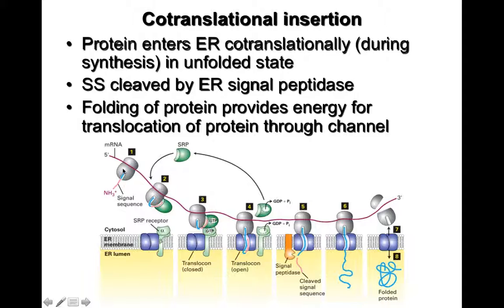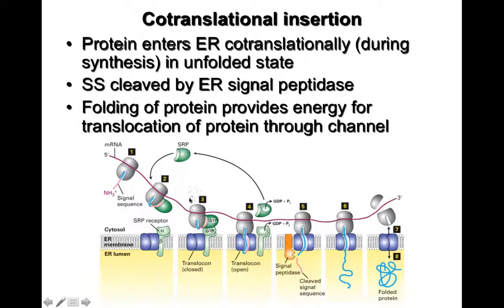The ribosome starts to translate the messenger RNA. A specific sequence known as the signal sequence, a string of amino acids, emerges from the ribosome. That signal sequence is then recognized by the SRP. The SRP binds to the ribosome and to the signal sequence. This stops further translation temporarily.